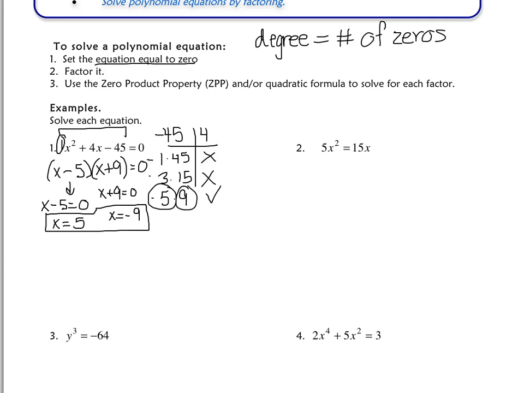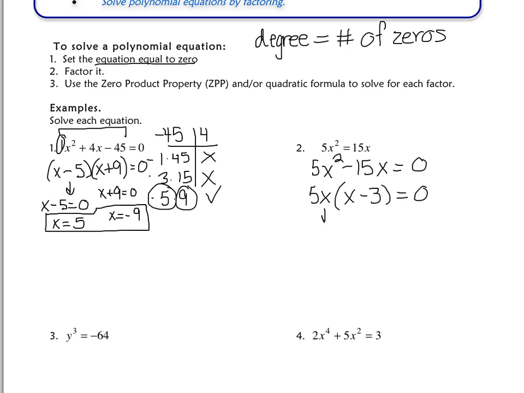Okay, let's take a look at number 2. It's 5x squared equals 15x. So we have to do the first step, which is to set it equal to 0. So that would give us 5x squared minus 15x equals 0. We are ready to factor. The first step of factoring, no matter what, the mother of all first steps is to look for a GCF. So hopefully you see that here it's 5 and x, and we'd be left with x minus 3 equals 0.